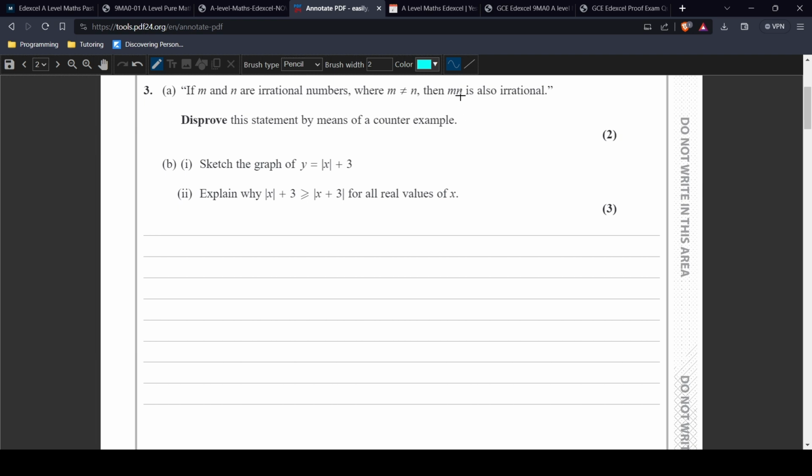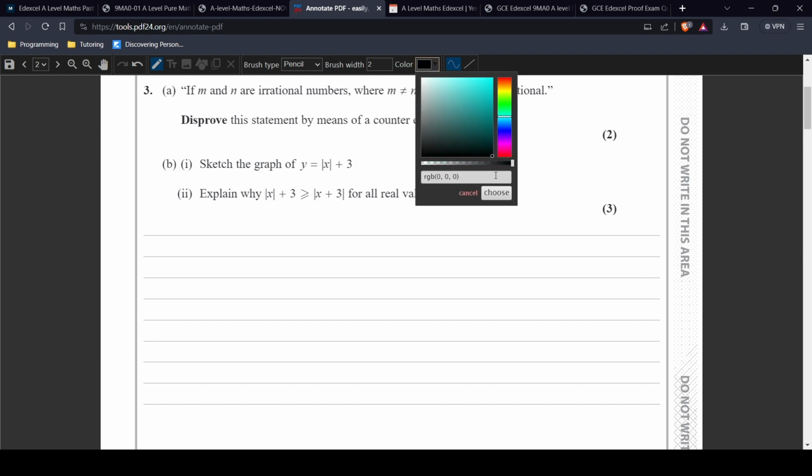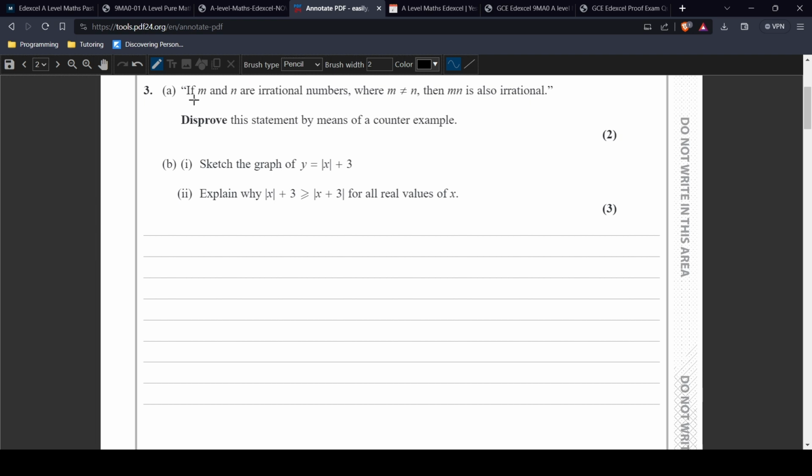Okay, now the next question we want to do is we want to disprove that if m and n are irrational numbers, where m is different to n, then mn is also irrational. Okay, so we want to disprove this by a counterexample. There's a couple you can think of.